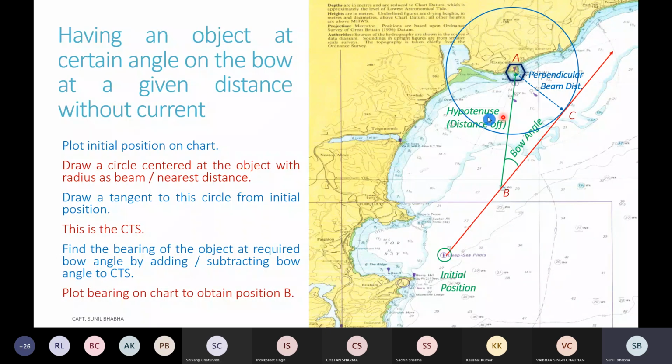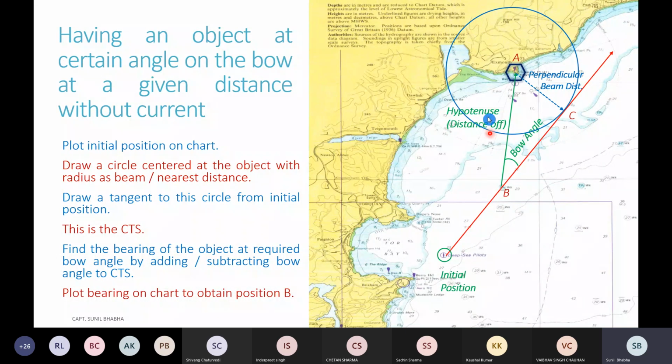Now there is one more way with which you can find out the position of point B. Instead of plotting this bearing line, after you have plotted the CTS here on the chart, you can mark an arc which is centered at the lighthouse and having a radius equal to the distance off.